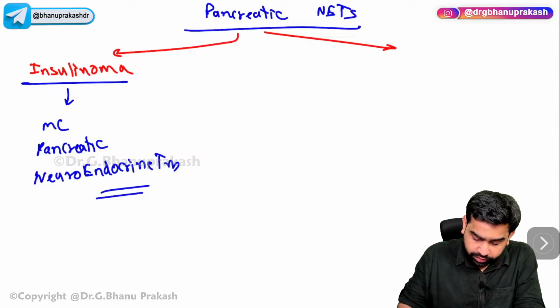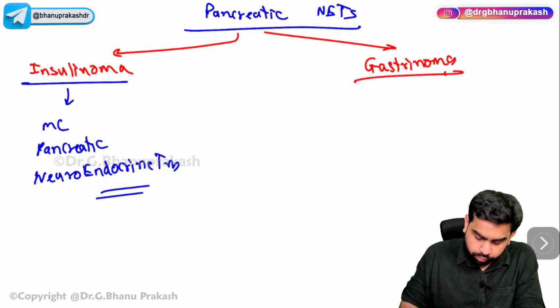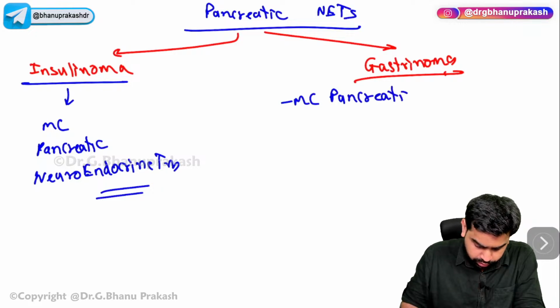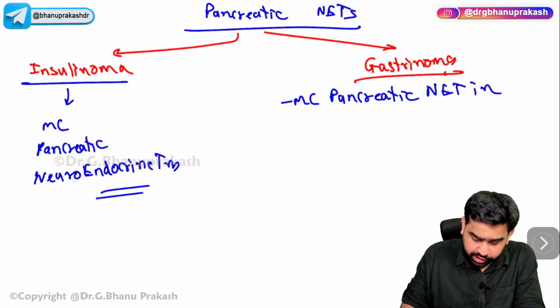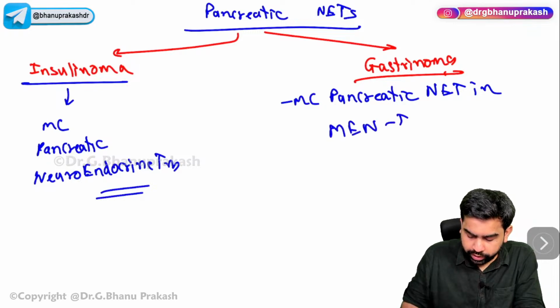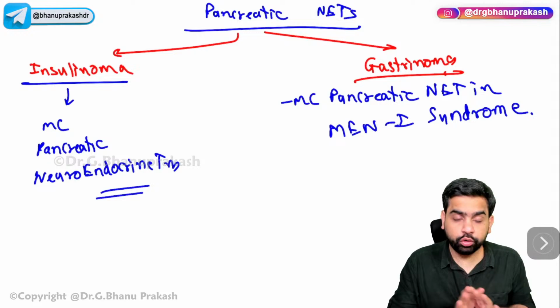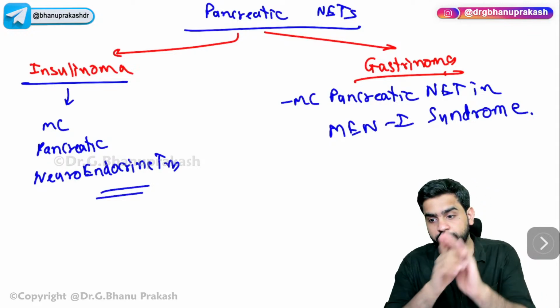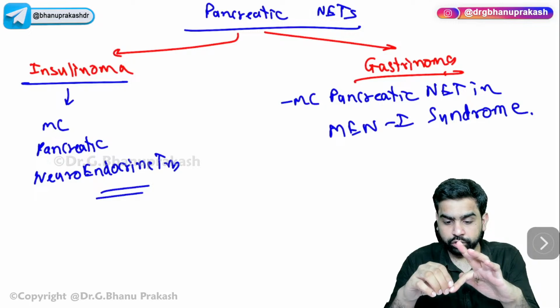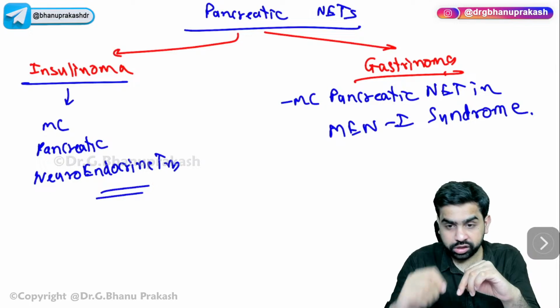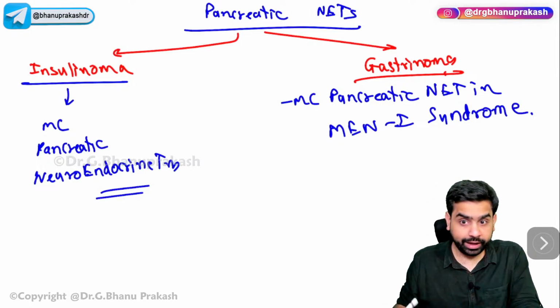Then we have Gastrinoma. This is the most common pancreatic neuroendocrine tumor in MEN 1 syndrome. So this is important. If we ask you what is the most common pancreatic neuroendocrine tumor overall, it is insulinoma. But if somebody asks you what is the most common pancreatic neuroendocrine tumor in the MEN 1 syndrome, then the answer is going to be Gastrinoma. I hope you have understood this point.